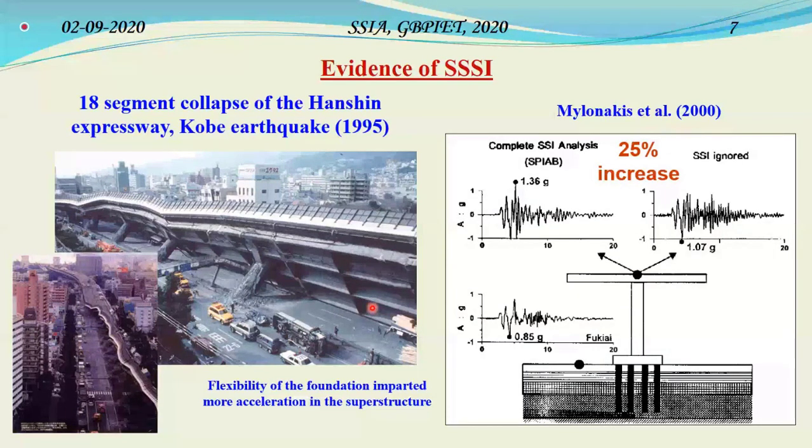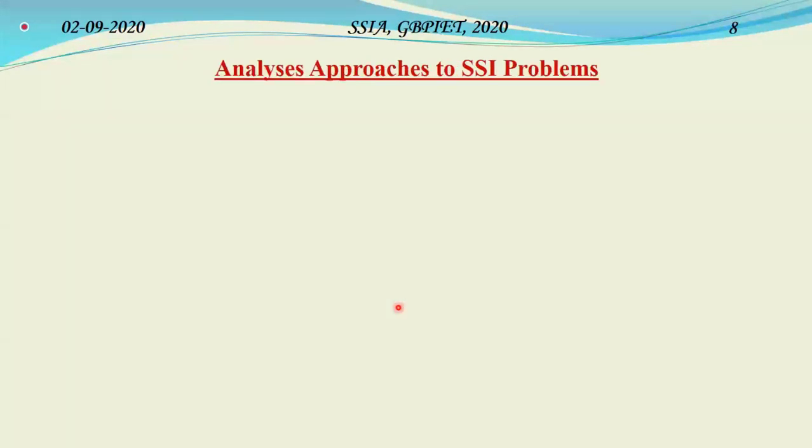So this is the one incident from where it all started, and huge amount of research has been done after this particular incident has been taken as the evidence of seismic soil structure interaction. When we look into the solution, so we have to analyze the SSI problem. Again, there will be various different types of analysis approaches. We will just have an overview of that.